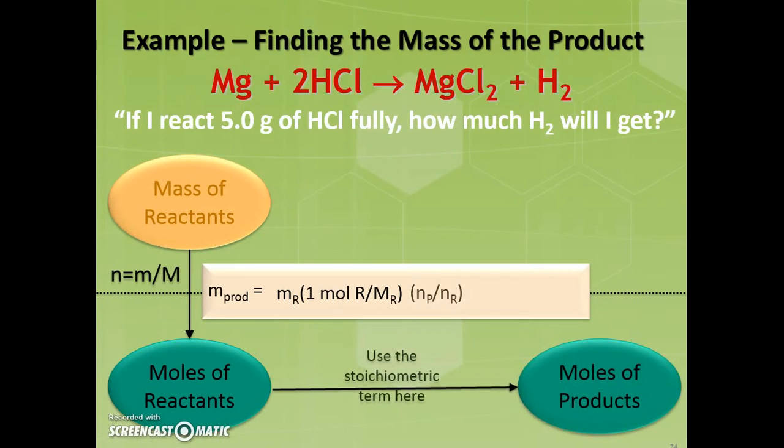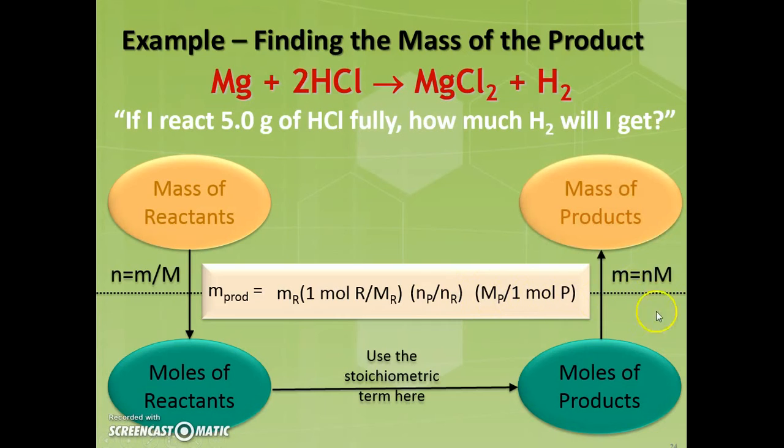Now let's apply the stoichiometry term. Number of moles of product divided by number of moles of reactant. So it's the number of moles of hydrogen for each mole of our reactants, HCl. Next, we need to move ourselves back into the mass domain, and we do this by multiplying by the molar mass of our product. So we can actually apply everything that we did in one great big equation, and we should get exactly the same answer.